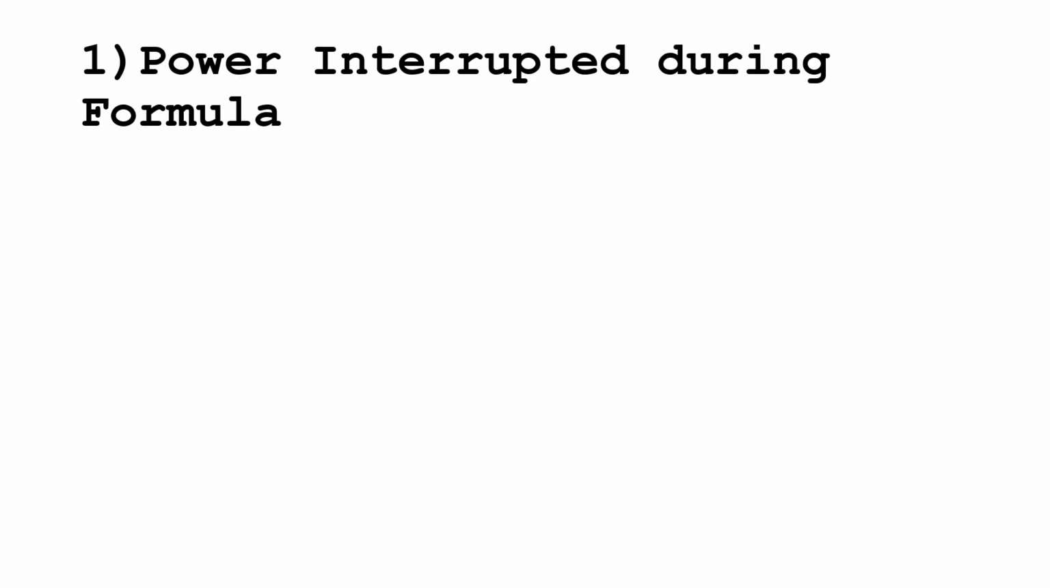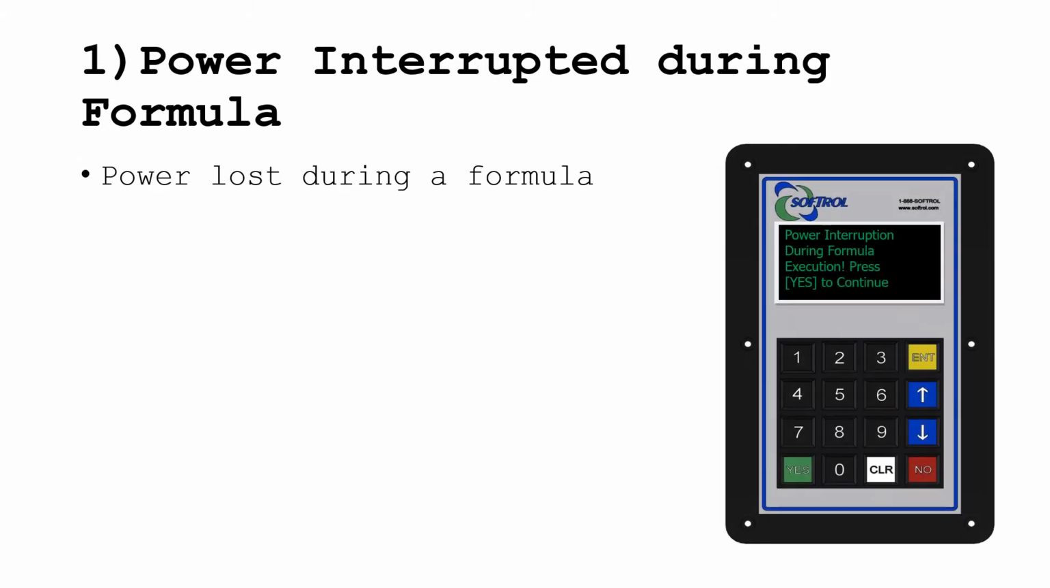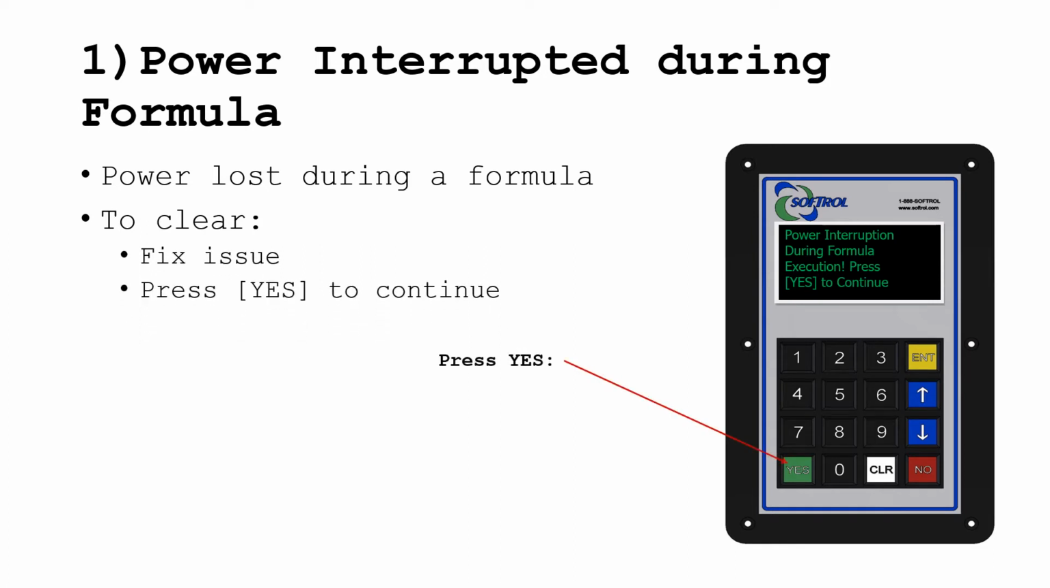1. Power interrupted during formula. When power is lost while running a formula, the machine will show this error. To clear, first fix the issue and then press yes to continue the formula.